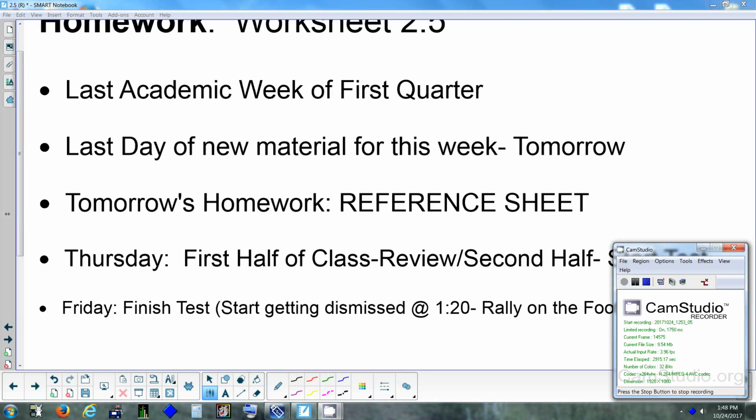Okay, and guys, one other thing, reference sheet. Reference sheet tomorrow for homework, so what do you need to bring to class tomorrow? Printed reference sheet. To print it, you need your Chromebook. Yep.